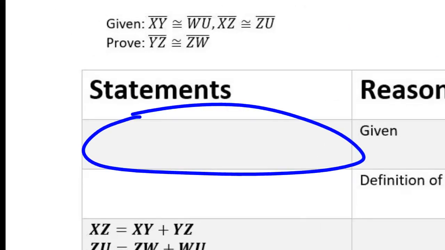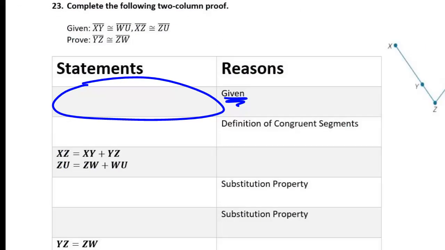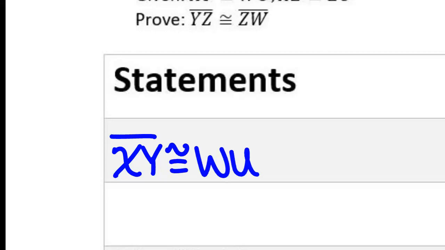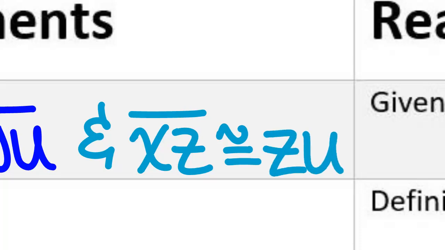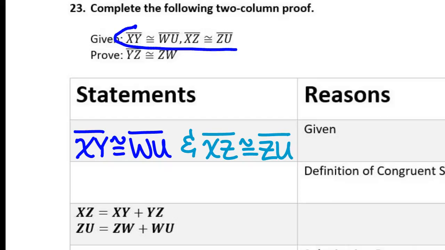Where should I be getting my first statement from? It says the reason is given. Yes. Segment XY is congruent to segment WU. And segment XZ is congruent to segment ZU. I love it. That is all of this information right here.